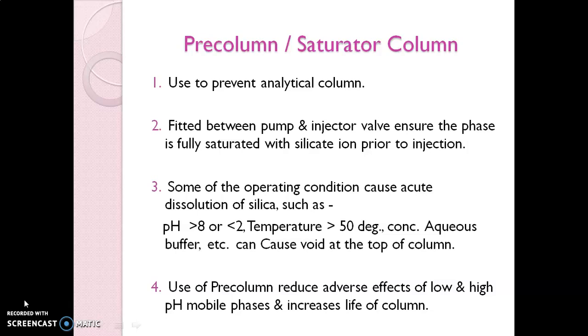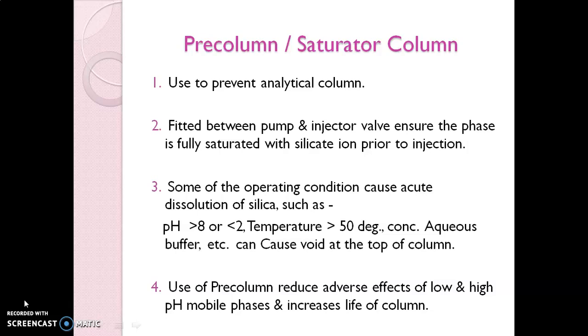So another advantage of this is if we are using a pH more than 8 or less than 2, or a temperature of more than 50 degrees, or if we are using a buffer, this can cause a void at the top of the column. This is happening with the PreColumn. So we can protect our analytical column, which is more costly than the PreColumn and guard column. Whatever the ill effects are, they happen to the PreColumn, and we can prevent damage to our costly analytical column by use of the PreColumn.